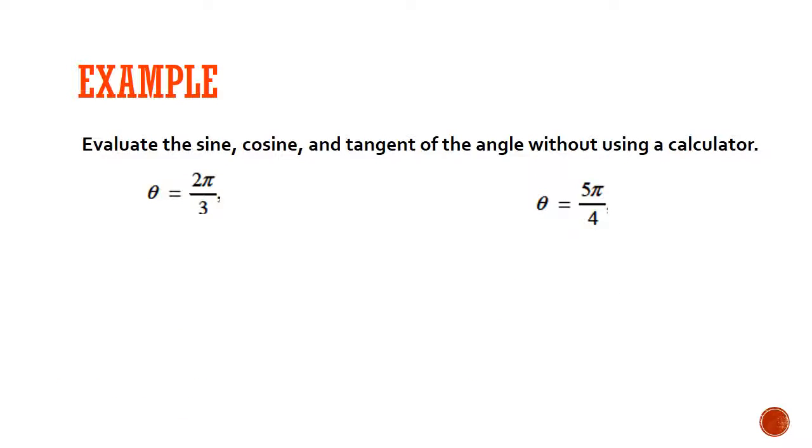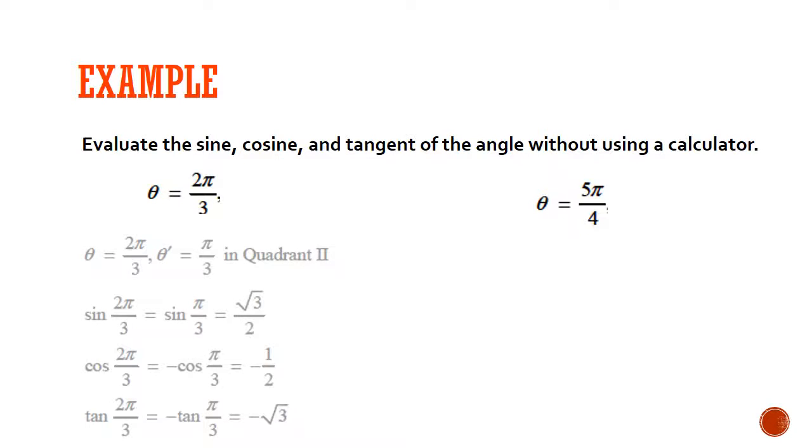Now do the same thing for the angles in radian measure. Pause the recording, give it a try, resume to check your answer. Okay, for 2 pi over 3, our reference angle is pi over 3. It is in quadrant 2, and pi over 3 is 60 degrees, so use that special triangle. And you have sine, cosine, and tangent. Don't forget the appropriate signs.